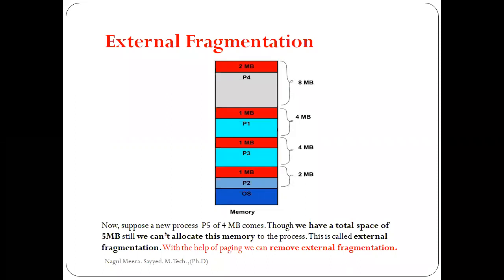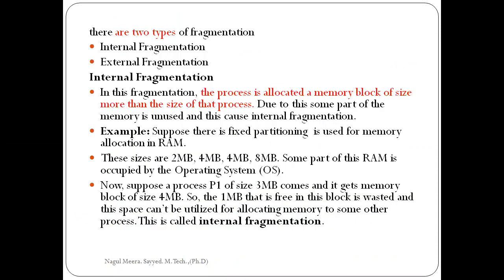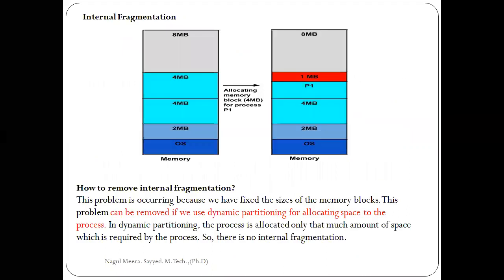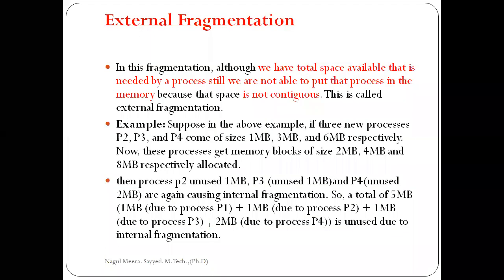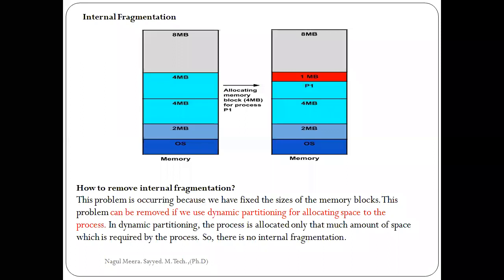How will internal fragmentation occur? Because the process is stored in more than that particular process capacity. That is internal fragmentation. What is the meaning of external fragmentation? We have free space to store, but we can't store. This is external fragmentation. So this was yesterday's topic: fragmentation, internal fragmentation, and external fragmentation.